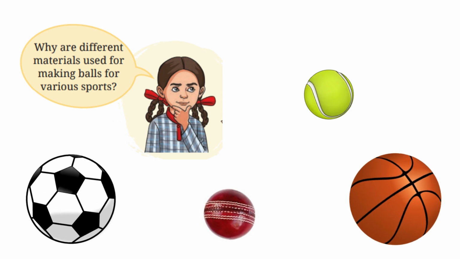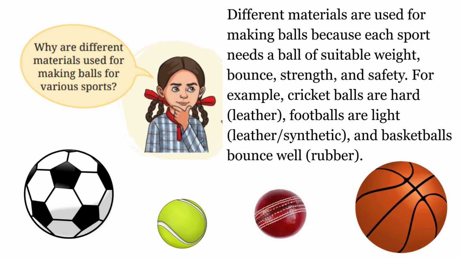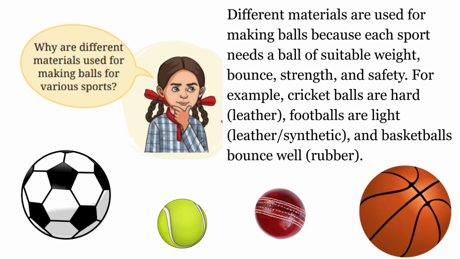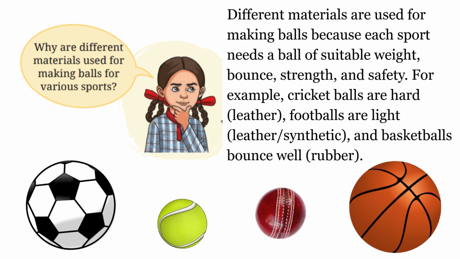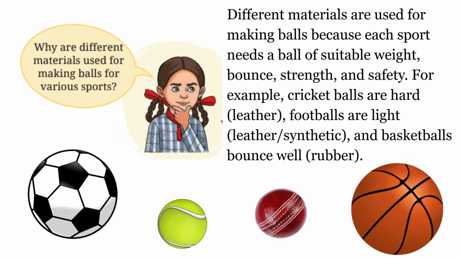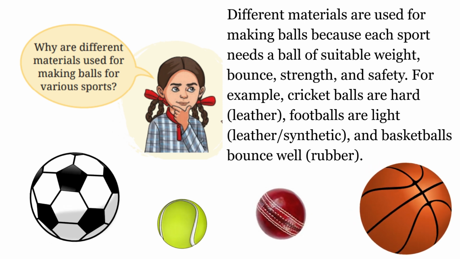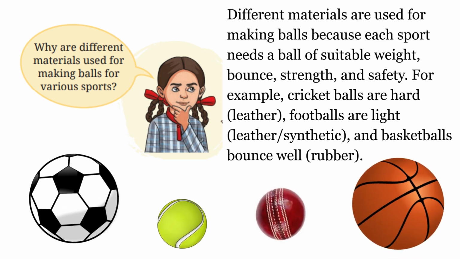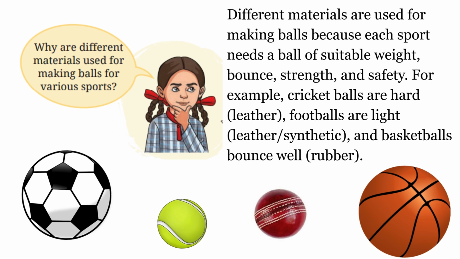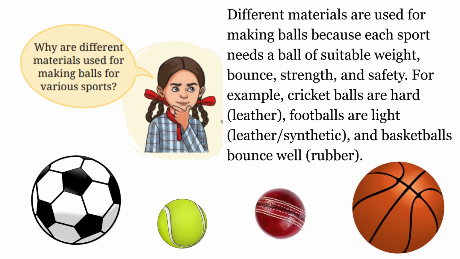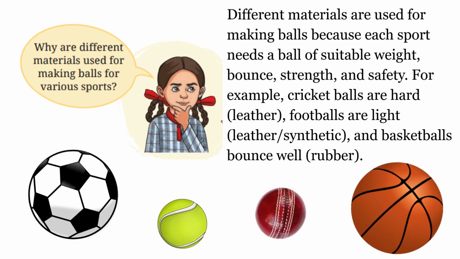Why are different materials used for making balls for various sports? So, the different sports use different types of balls because each game has special needs like weight, bounce, strength, and how the ball moves. For example, a football is made of leather, so it is light and easy to kick, whereas a cricket ball is made of leather with a cork inside to make it heavy and hard, so it can travel long distances when hit.